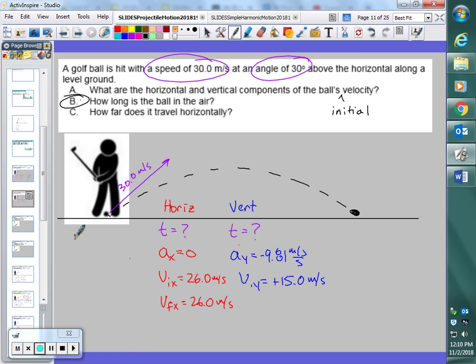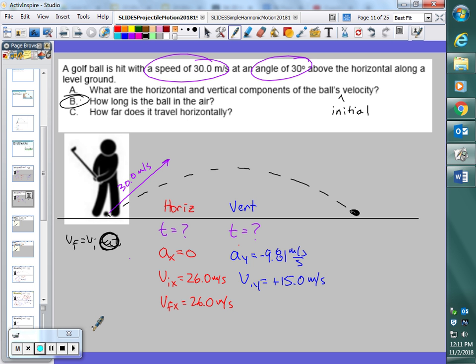This is the equation that has the three known pieces of information and the one unknown piece of information, right? We're trying to solve this equation for time, but the acceleration horizontally is equal to 0, so this whole term just goes away, and we're left with VF equals VI. 26 equals 26, which is true, but it's not what we're looking for, okay? So that leaves us over here on the vertical side. Right now, we only have two pieces of information, but knowing what we learned in a previous unit, we can actually get two more pieces of information.